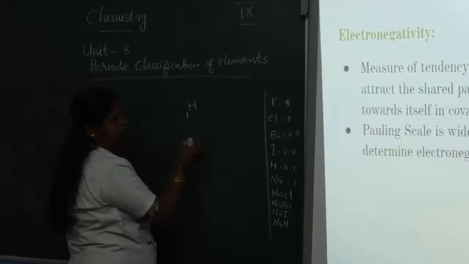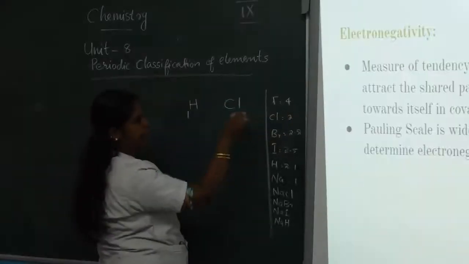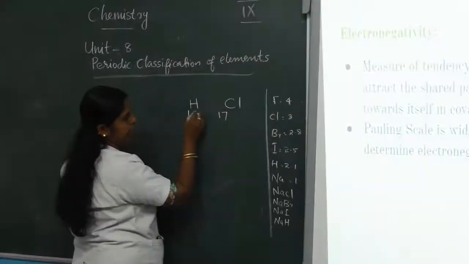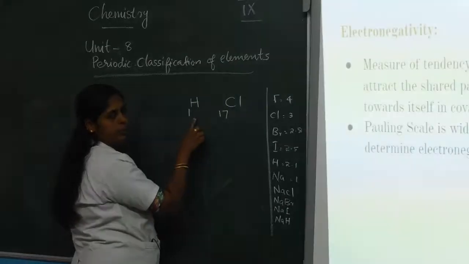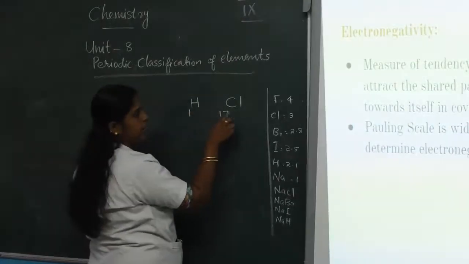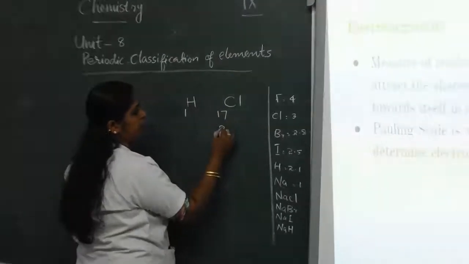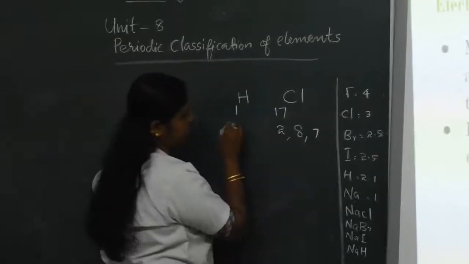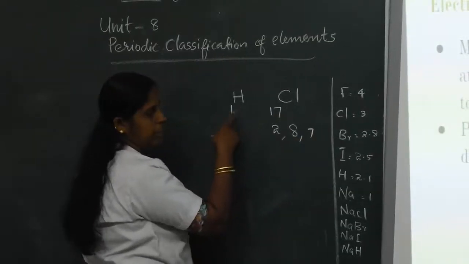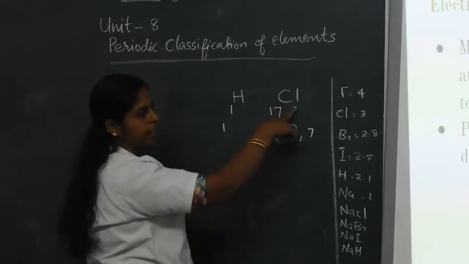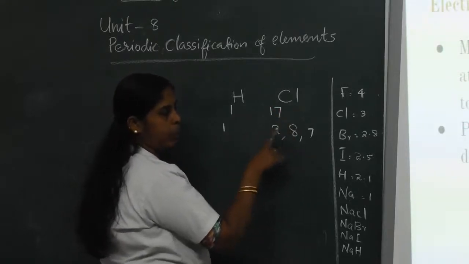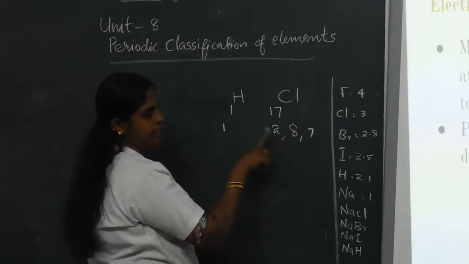Hydrogen has atomic number 1, chlorine has atomic number 17. Here, if hydrogen gets 1 more electron, it becomes stable with 2 electrons. Chlorine has electronic configuration 2, 8, 7. If chlorine gets 1 electron, chlorine also becomes stable.